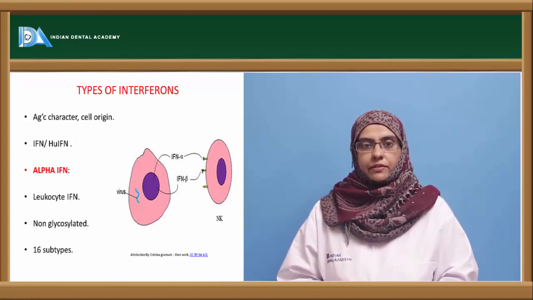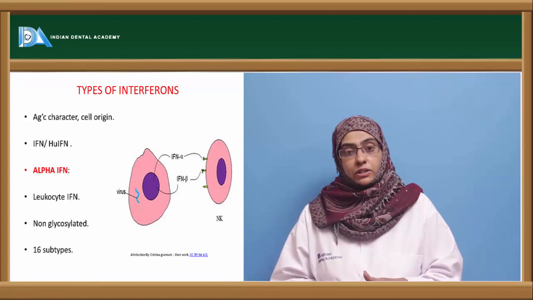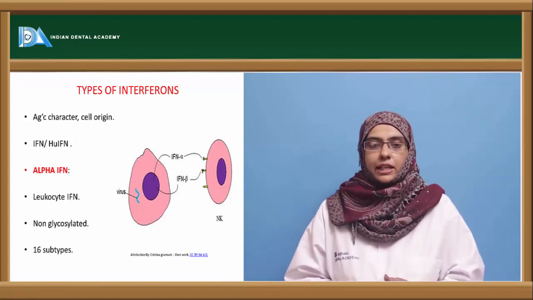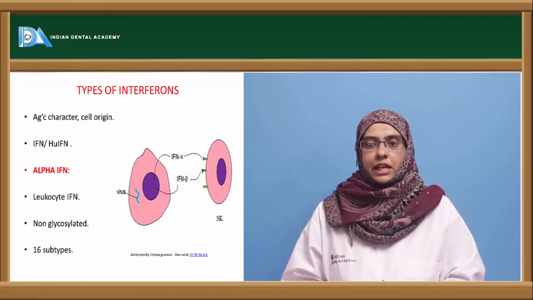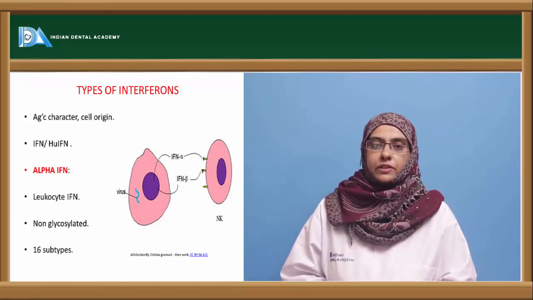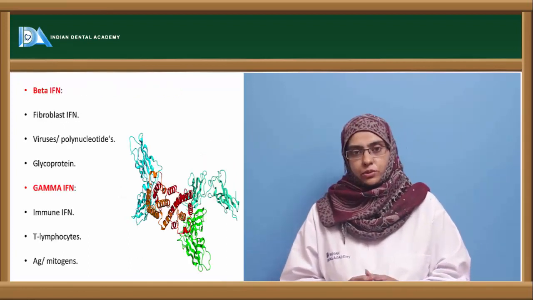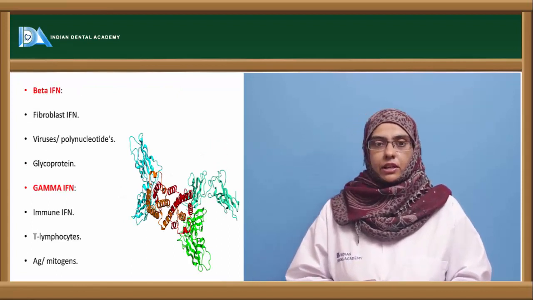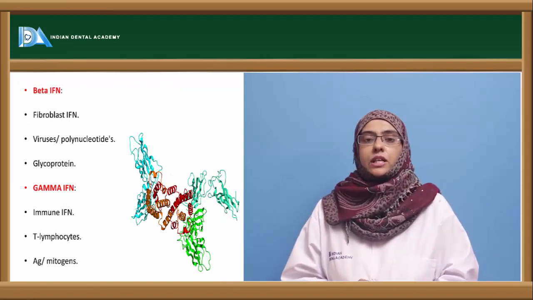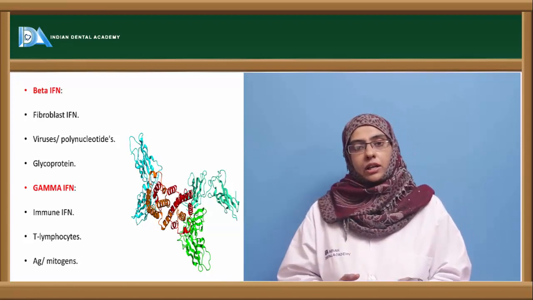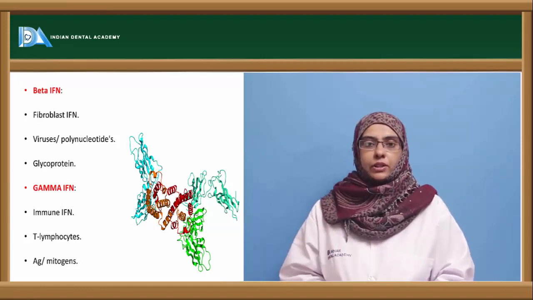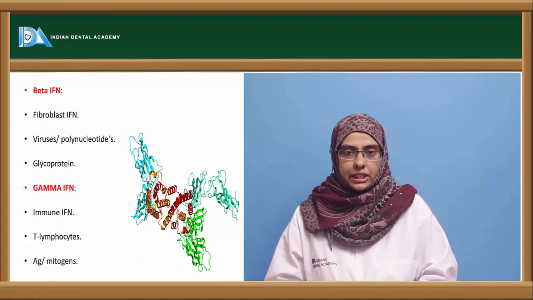Coming to the alpha interferons, these are called the leukocyte interferon. They are non-glycosylated and produced in response to the suitable viral infections, and there are 16 subtypes of this alpha interferon that are known to us. Coming to the beta interferon, they are called the fibroblast interferons, and they are produced against the viral antigens or sometimes towards the polynucleotides, and they are glycoproteinaceous in nature.